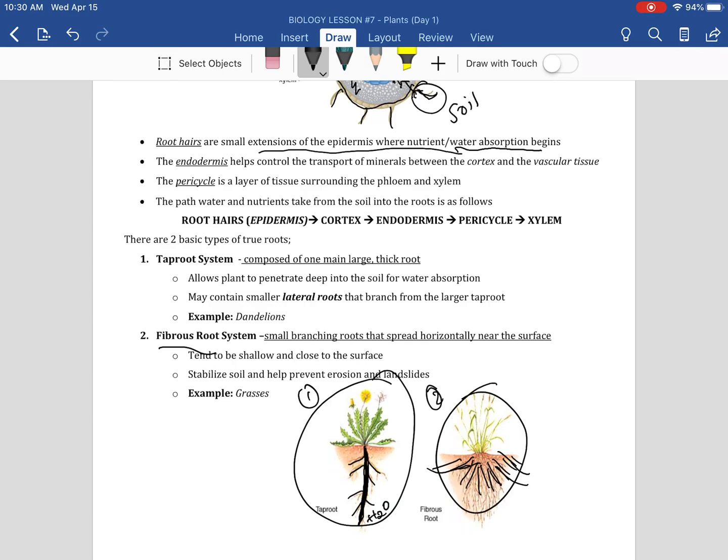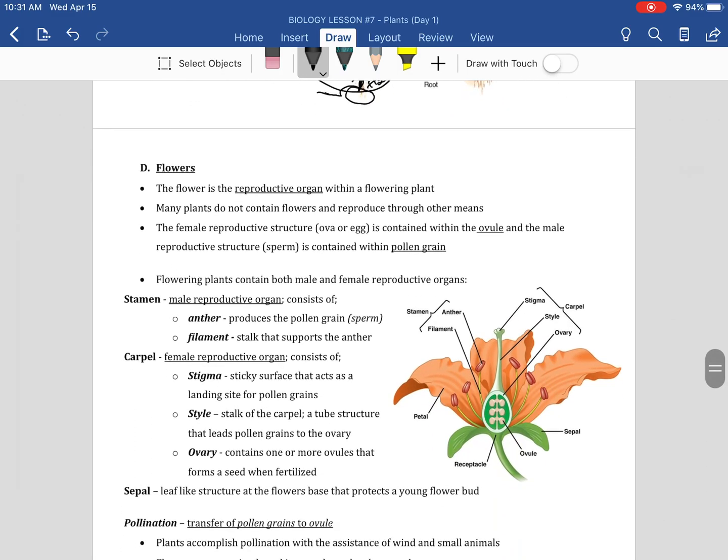So the taproot was able to go down deep into the soil profile, whereas the fibrous root kind of stays along the surface of the soil profile. It helps stabilize the soil, prevents soil erosion because those roots anchor to the soil, and it doesn't allow the soil to wash away during a lot of water or wind erosion. And grasses are an example of that.